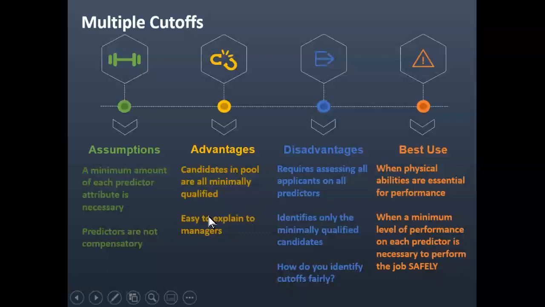One other advantage is this approach is very easy to explain to managers. Yeah, so it's easy to get manager buy-in for multiple cutoffs. However, on the other hand, it is fairly hard to work out what the right cutoff value is. So what is a fair cutoff for every selection tool? It also involves assessing applicants on all the predictors, which can be fairly expensive. Yeah, so that lowers the utility of the whole selection process.